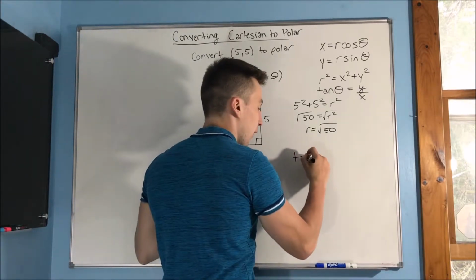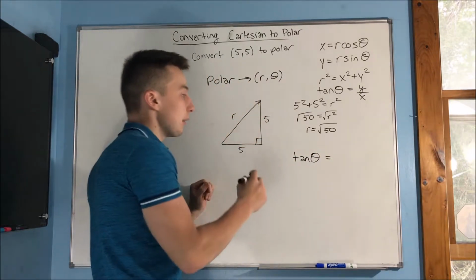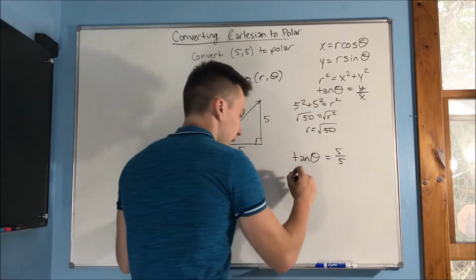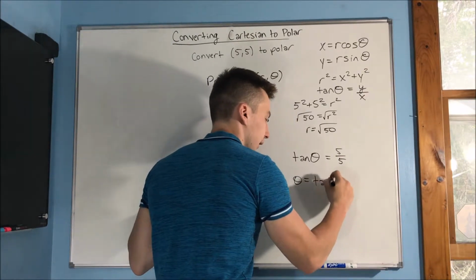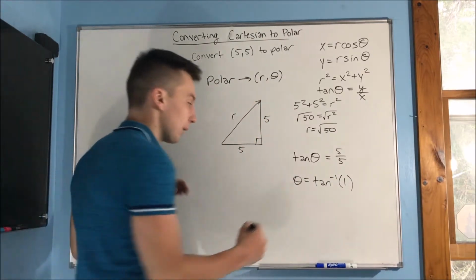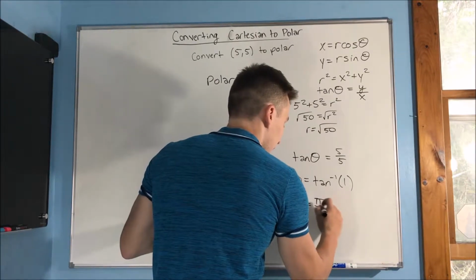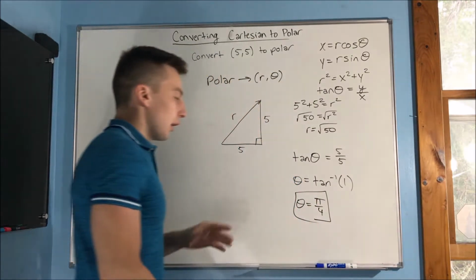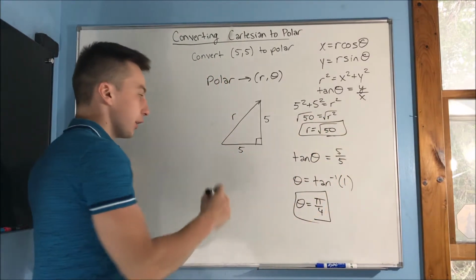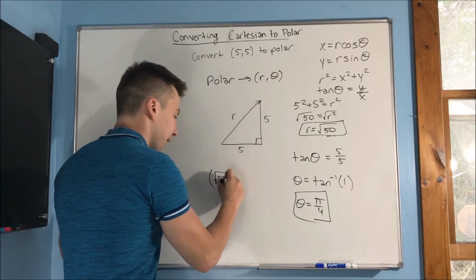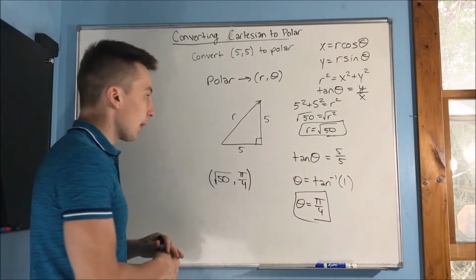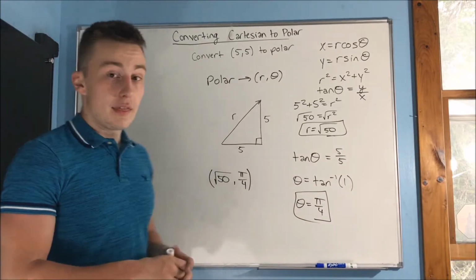For this case, we have 5 over 5. So tangent of theta is going to be 5 over 5. That means that theta is going to equal the inverse tangent of 1. What's the inverse tangent of 1? That's just pi over 4. So we know our theta is going to be pi over 4. We have our r, we have our theta, so in polar, this can be represented as radical 50, comma pi over 4. And that does it for that first problem.